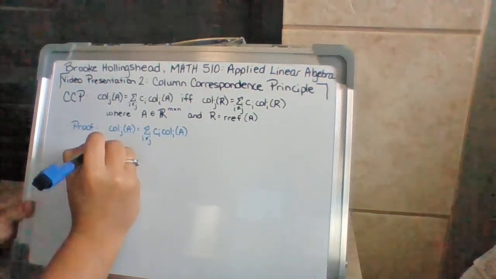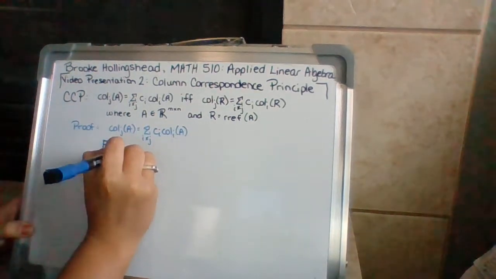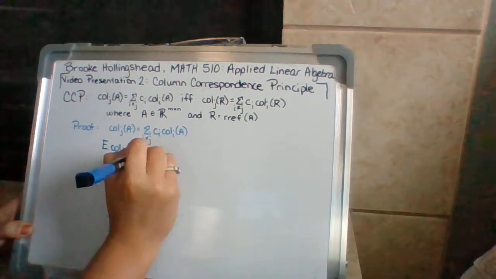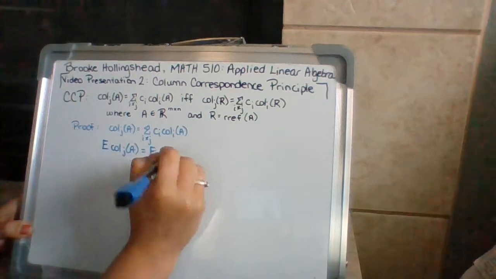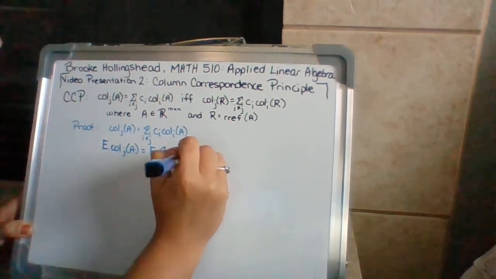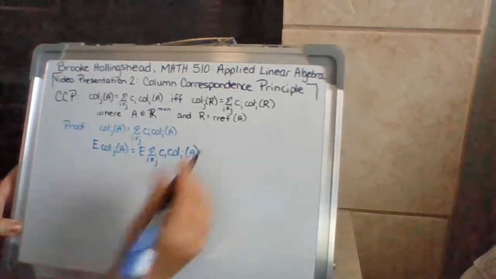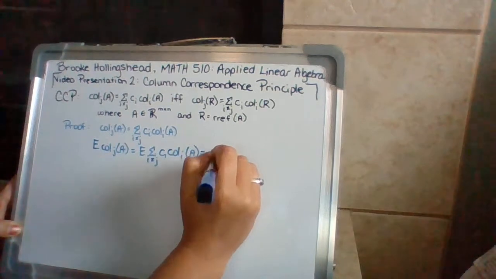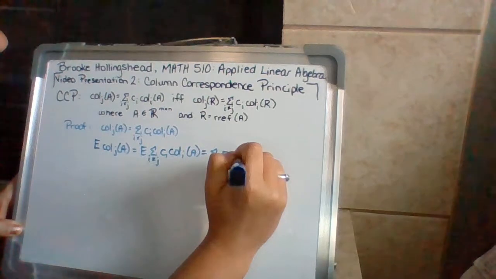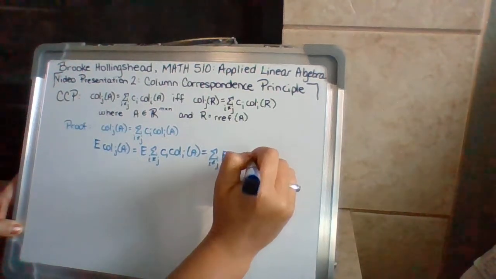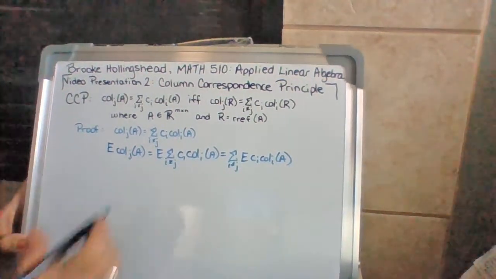So I'm going to multiply an elementary matrix E times each side of this equation, starting with the sum of the linear combination of the other columns. And this is basically the same thing as the sum of E times each of those columns, or E times the linear combination of those columns.